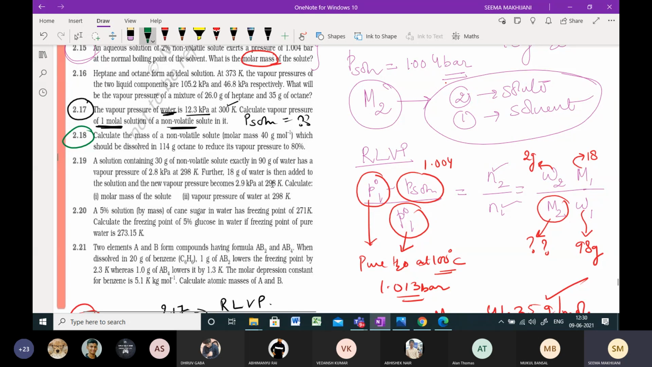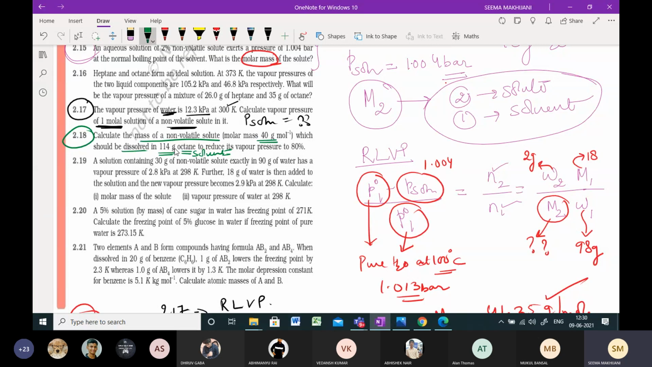For 2.18, we still have around 5-10 minutes. So 2.18, everybody, let's read the question. Calculate the mass of the non-volatile solute which has a molar mass of 40. The molar mass of 40 is given to you. They've not told you the solute, but the molar mass is given, which should be dissolved in 114 grams of octane. So this is your solvent.